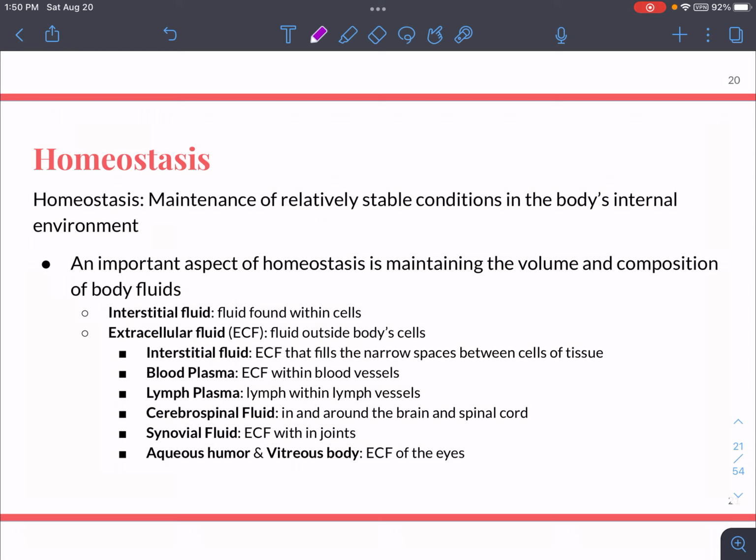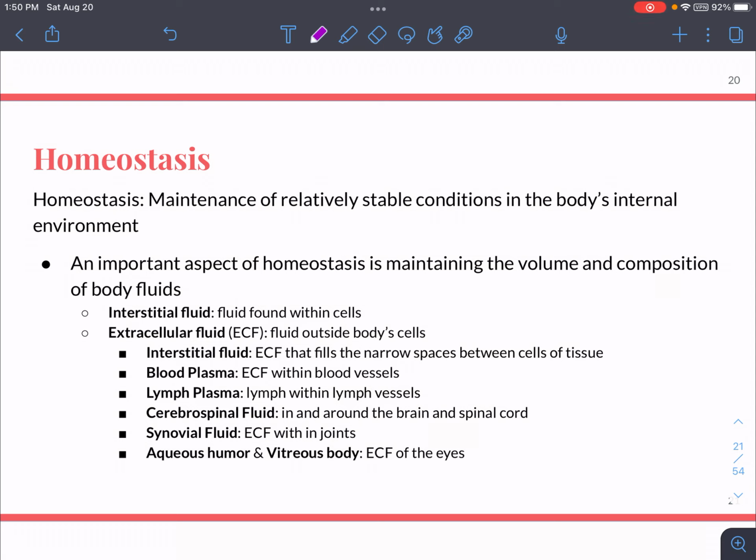When we look at connective tissue, probably next week, it's in chapter 5, I think, if I remember right, there's fluid between each of the cells. And that's called interstitial fluid. Blood plasma.